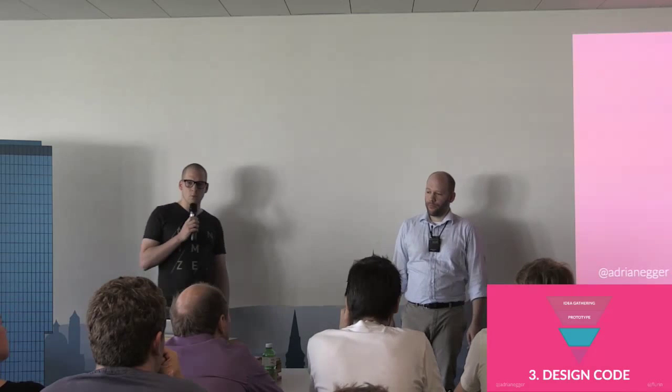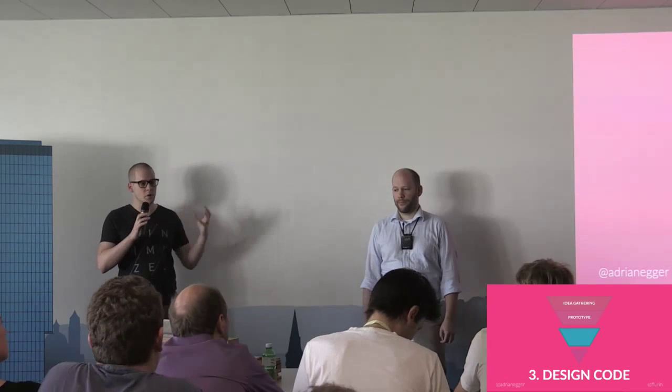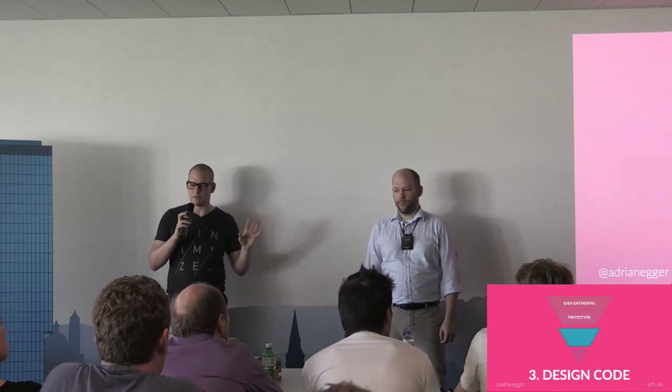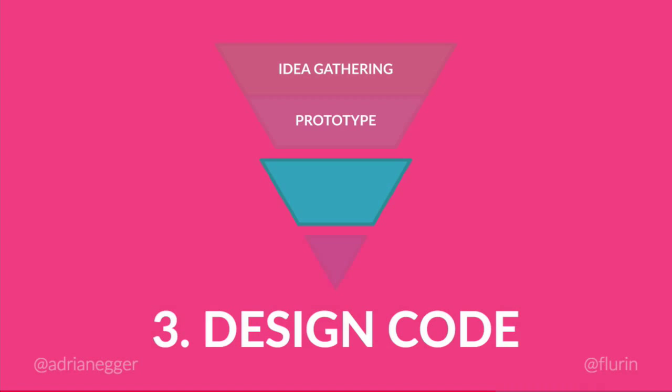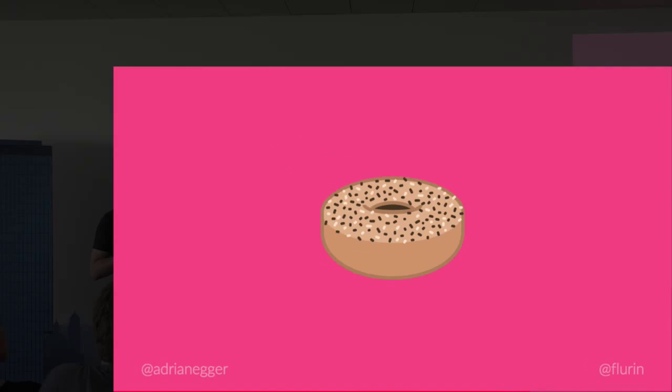So by now, we have a pretty good idea of how something behaves. But prototypes, they're still kind of separate floaty items. They're like islands. And now the time has come to combine them into a system. And what we end up with is this. This is a bagel, just for reference. Not a donut. Not a donut.